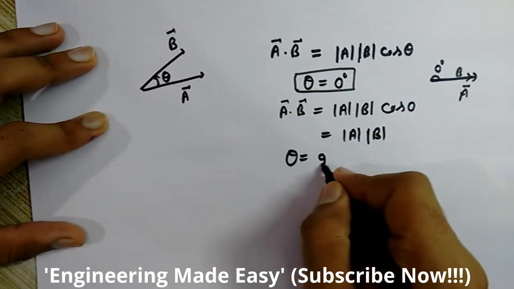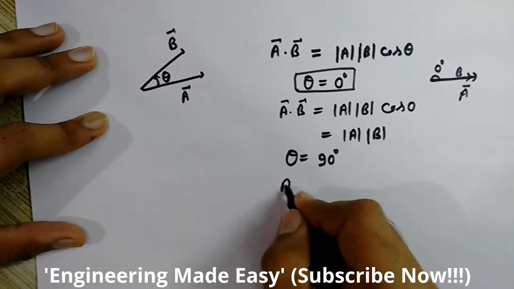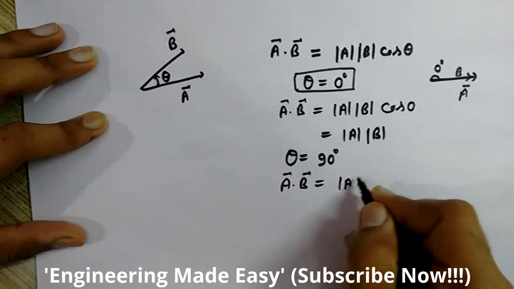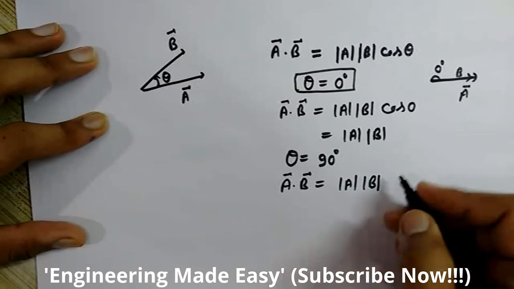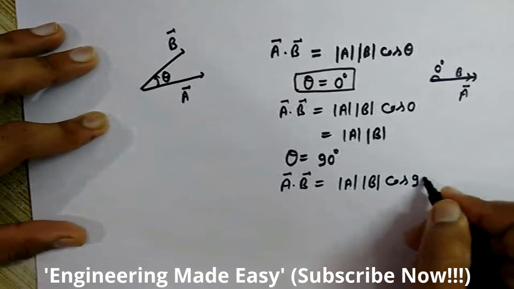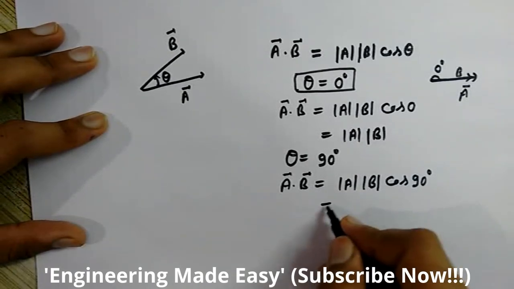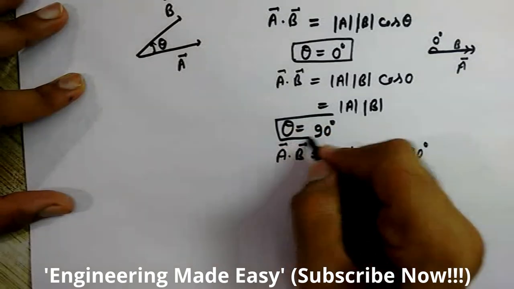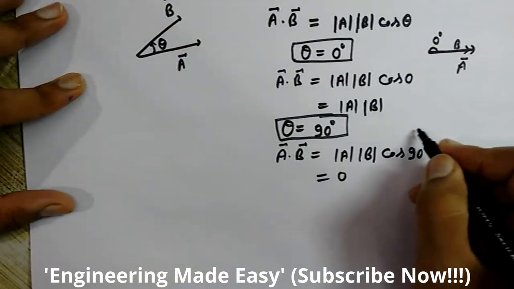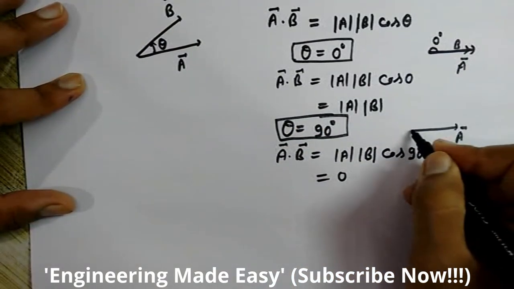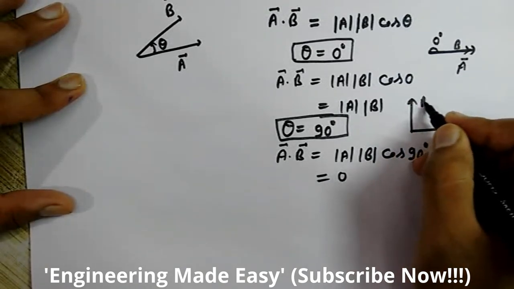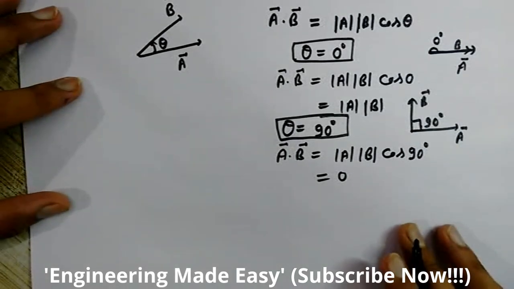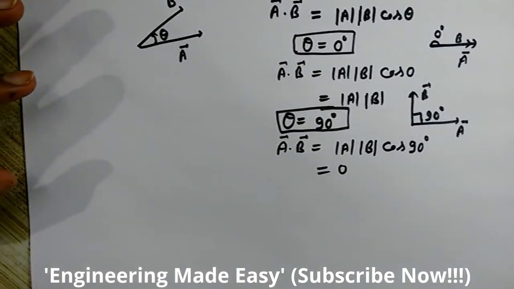So if I take theta equal to 90 degrees, then the dot product would be the magnitude of A and B into cos 90, and cos 90 is 0, so it would be 0. Okay, so if these are perpendicular at 90 degrees, this is the case.